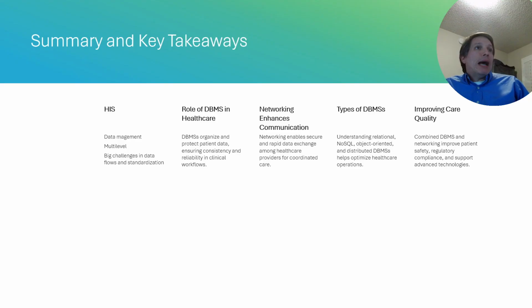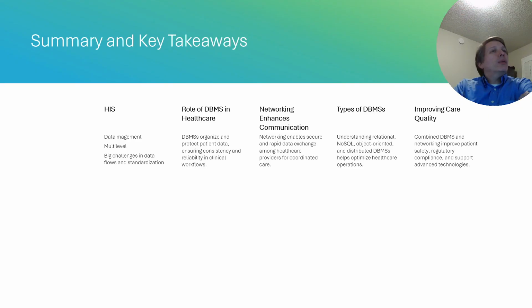In summary, health information systems are a data management tool that originates at multiple levels, from the patient all the way to global registries. We have big challenges in data flows and standardization. And some ways of addressing that are through database management systems, standardizing them, and through networking and standardizing the communication.